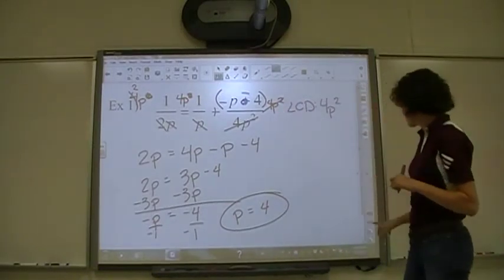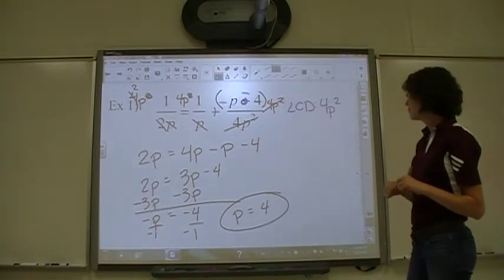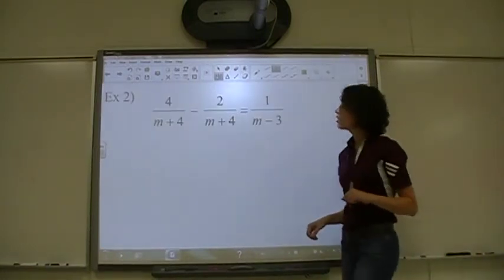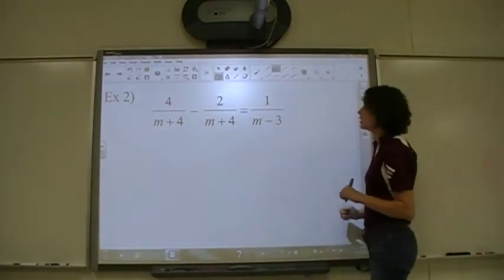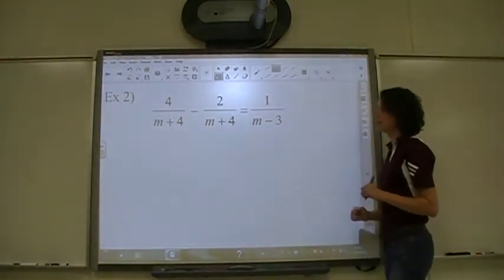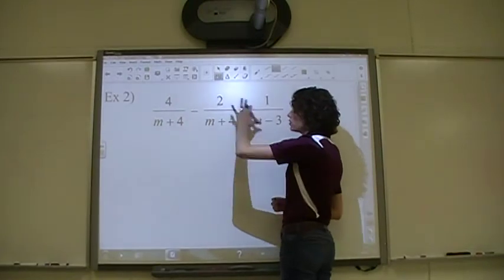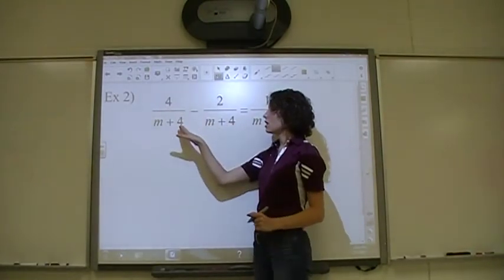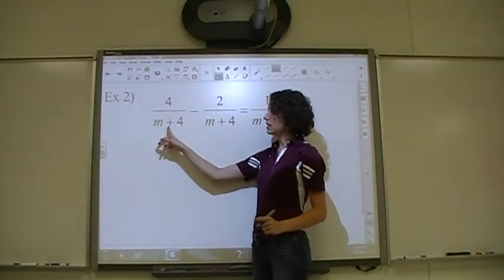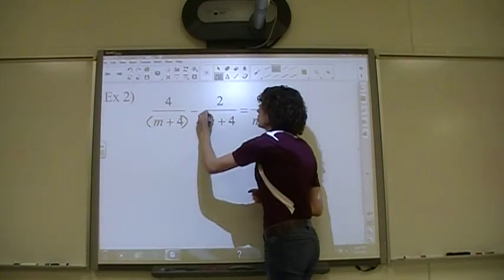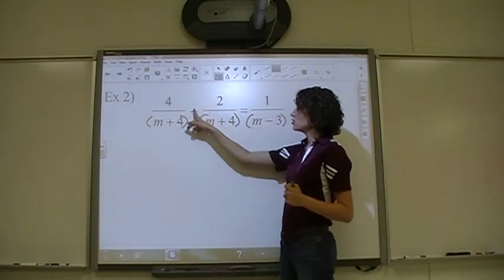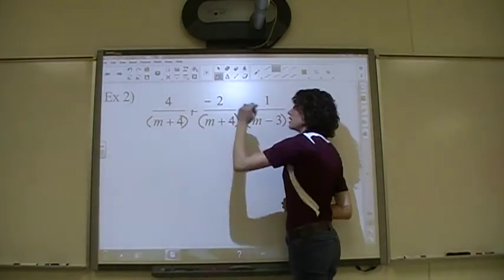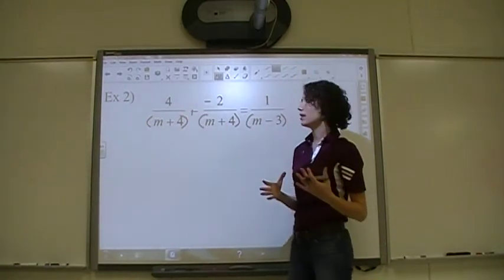Let's try one more example. Alright, we've got 4 over n plus 4 minus 2 over n plus 4 equals 1 over n minus 3. Now first, you want to see if you can cancel anything. We cannot cross-cancel this 4 because of this plus sign in the bottom. So even if you want to, put parentheses around everything here. Then nothing else will cancel, and you notice you have a minus sign. So make it plus a negative 2, so you remember to distribute everything.